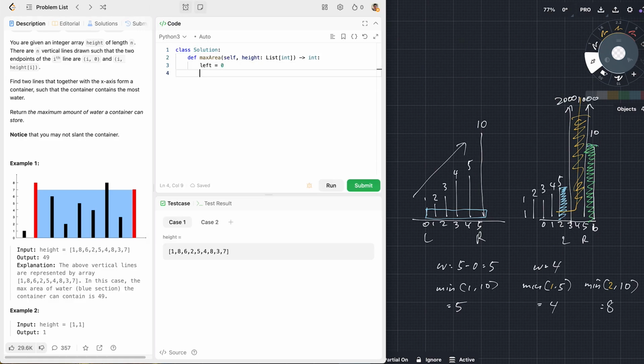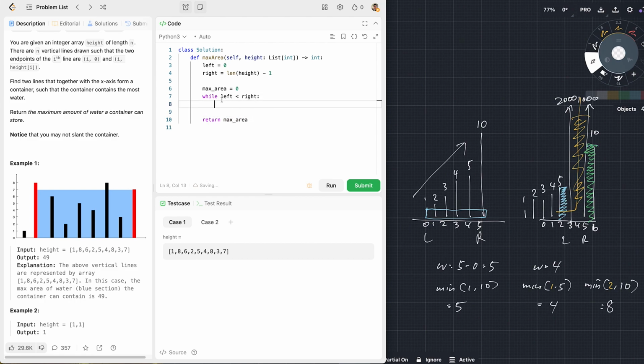So left equals 0, right equals length of the height minus 1, and while left is smaller than or equal to right. Actually, it could just be smaller, because if it's the same number, you'd imagine that's a width of 0. Then let's keep a sense of what the max area seen is, right? It's max area seen, or just max area. We can make that 0 for now. And we want to return max area.